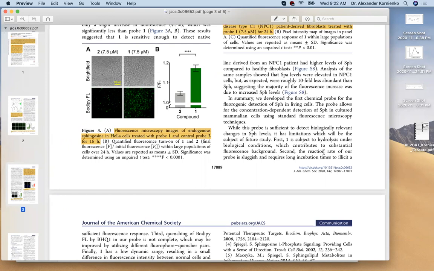Why there are so few drugs or medicinal agents being approved by the Food and Drug Administration is because there are so many hurdles that these compounds have to overcome before they can be safely and effectively administered to patients. For example, first, one is subject to hydrolysis under biologic conditions, which contributes to substantial fluorescence background.